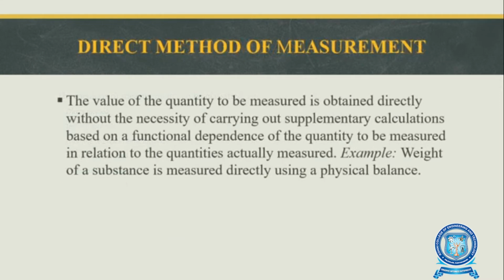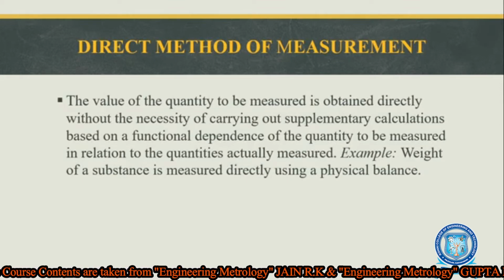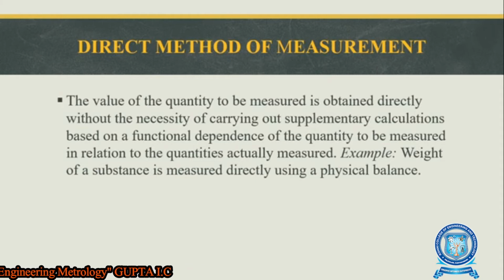Okay, first one, direct method of measurement. It is nothing but the value of the quantity, which means the value of the object to be measured, is obtained directly without necessity of carrying out supplementary calculations based on functional dependence of the quantity to be measured in relation to the quantities actually measured.